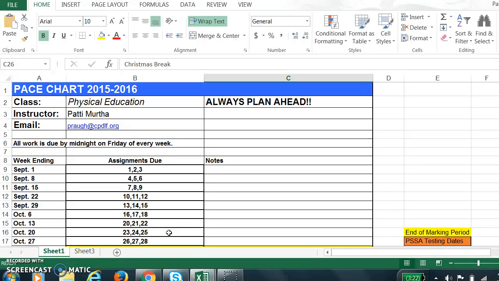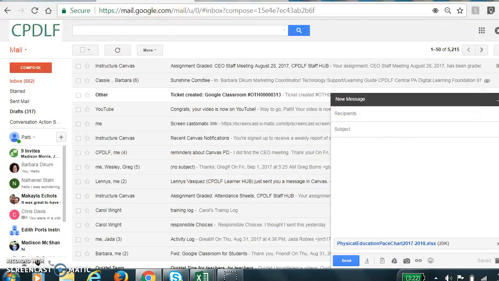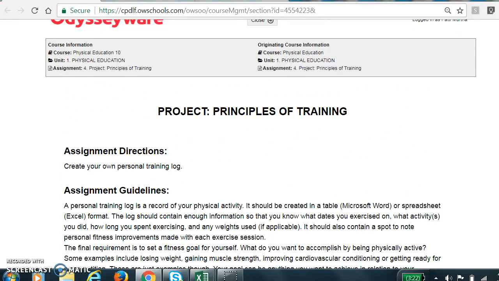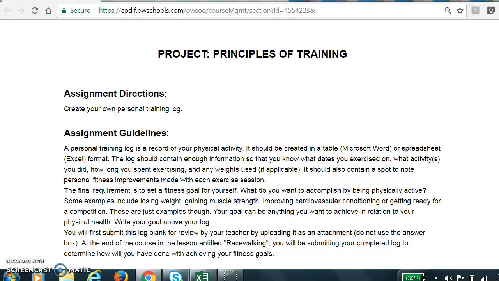So you're going to see that in the PACE chart, we just started school on the 5th, but when I designed the PACE chart, we thought that we were going to start September 1st. So I did make assignments 1, 2, and 3 due. However, assignment 1 is just the overview. The assignment I want to talk about is really assignment 4, because you're going to go through assignments 1, 2, and 3. They're just basic general overviews, but everyone seems to be catching up to Principles of Training, the project.